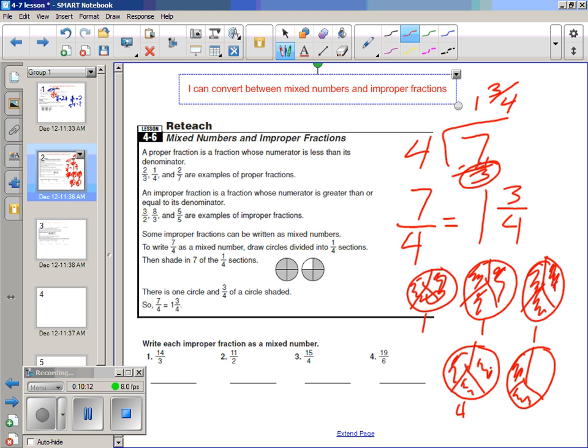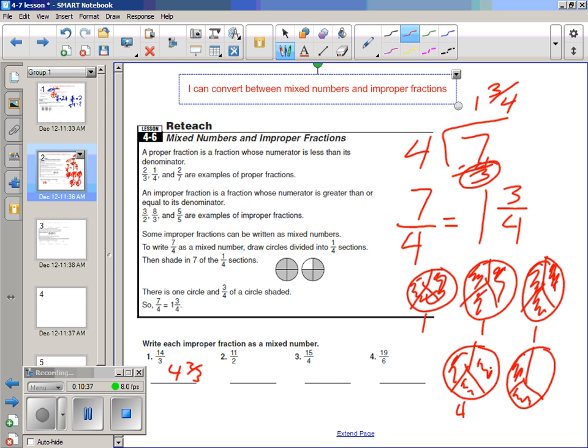Everybody see how those pictures work out nicely? Okay. 4 and 2 thirds. Now, if you want to do it the way that I showed you up here, how many 3's will go into 14? How many 3's? And wouldn't we say 4? With how many left over? 2 out of 3.